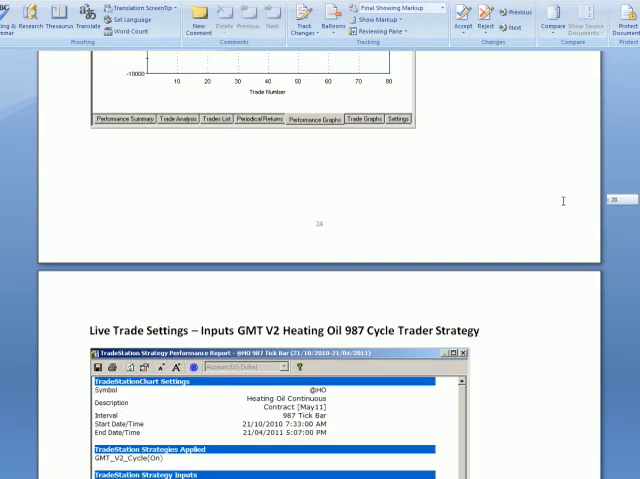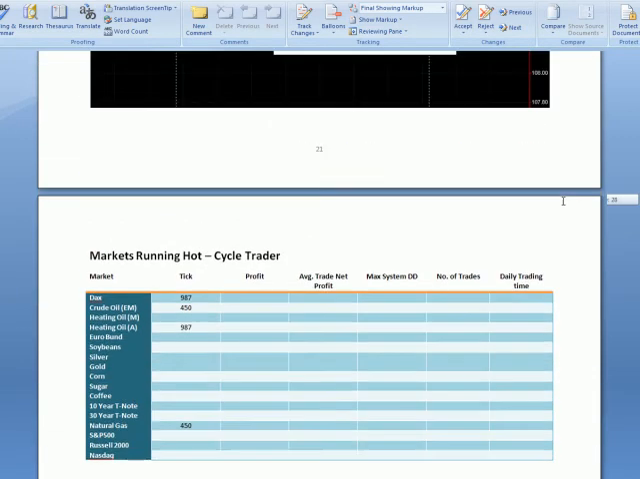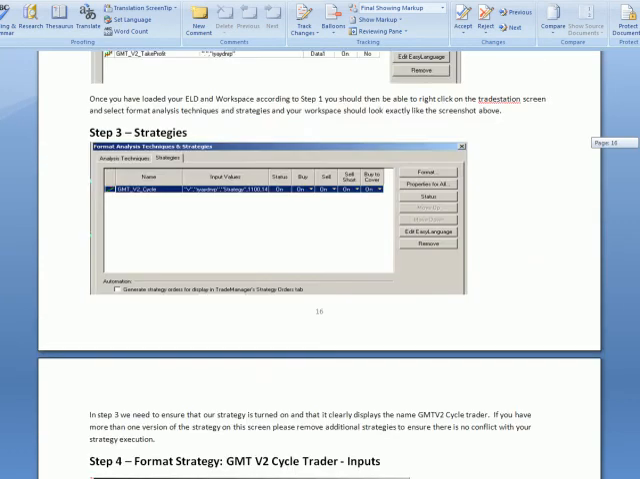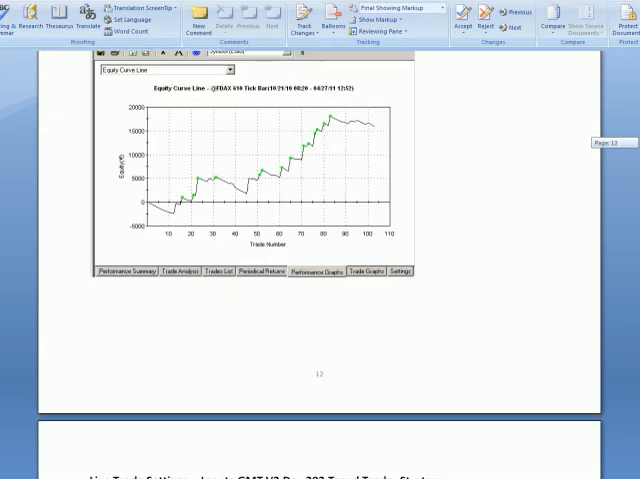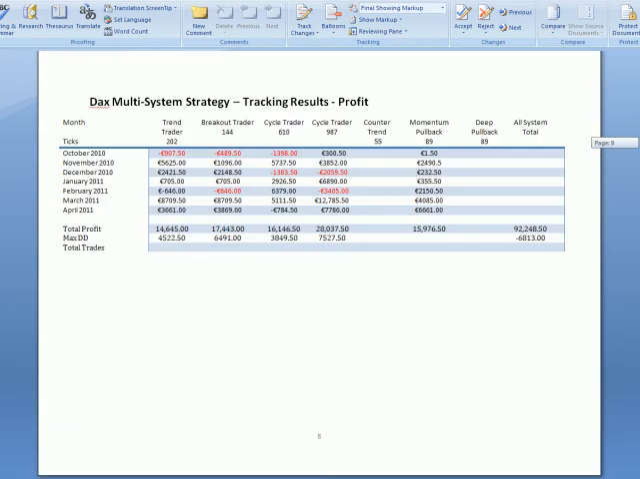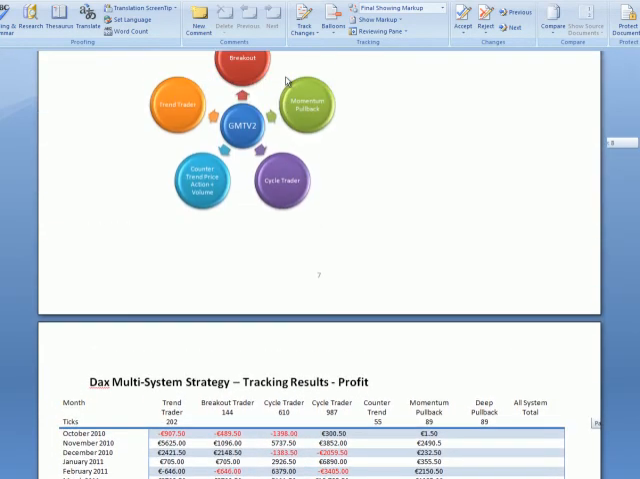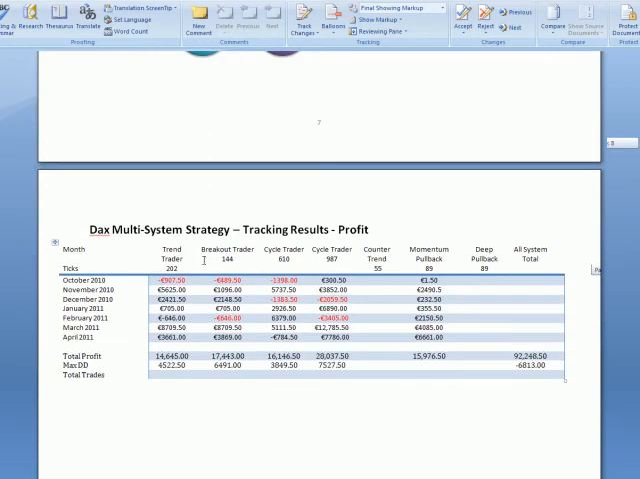So you'll see that as we go through, each of these strategies is giving an equity curve. I'll just pull this up. So we'll go to the DAX multi-system. So this is an example of what I'm talking about. These are the 5 strategies we've got at the moment. We've just included another one. So there is 6. So the breakout, momentum, cycle, the counter trend, and then you've got the trend trader.